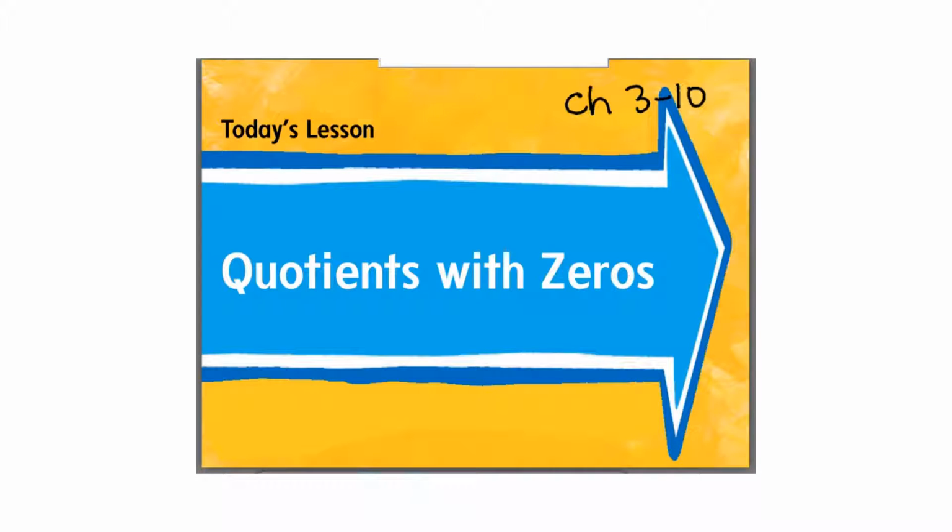So we have about 2 more lessons in this chapter. We have lesson 11 and lesson 12 before we're all the way finished. This lesson, hopefully you're going to see, goes right along with what we've been doing. We're just dividing again. The difference is that we're going to have some zeros up in our quotients today.